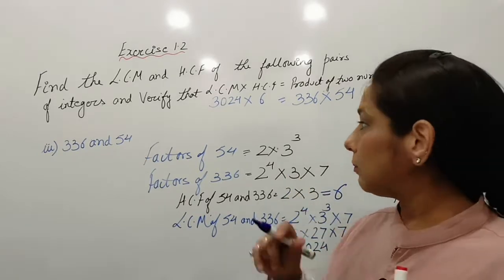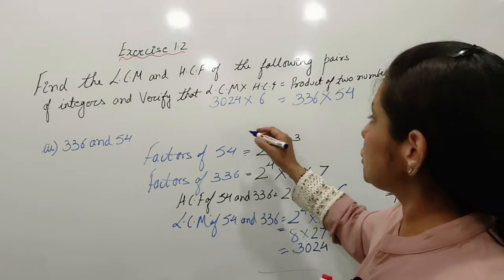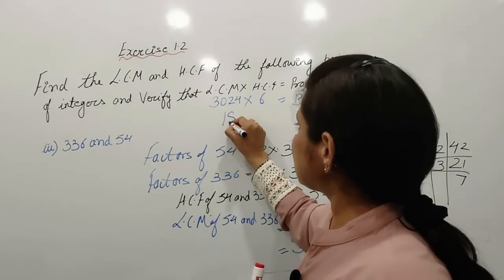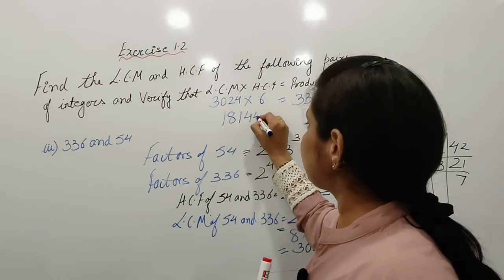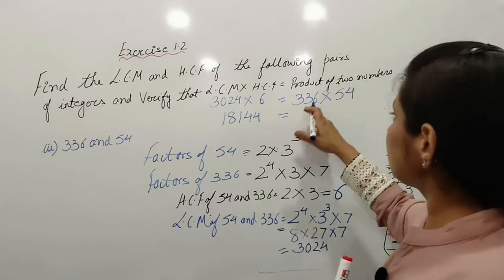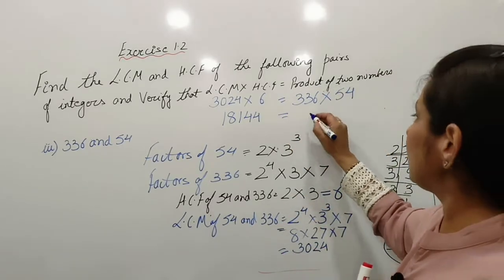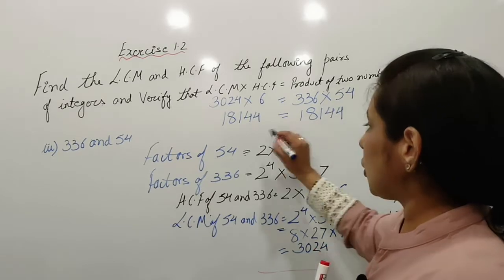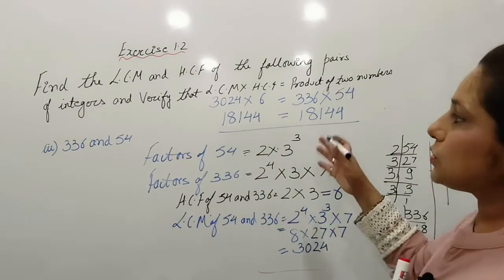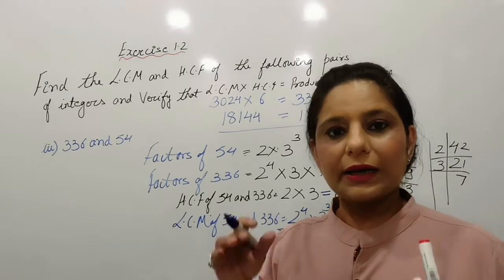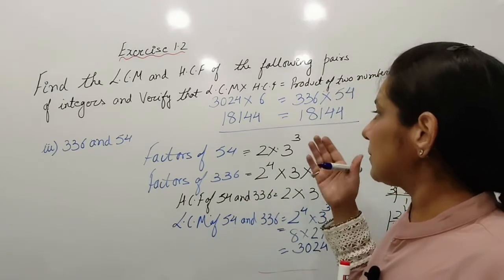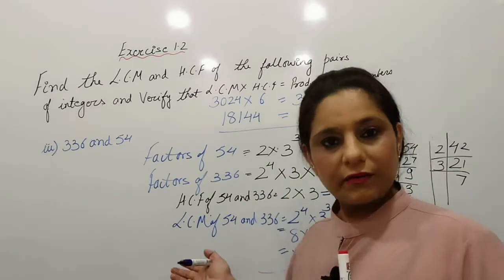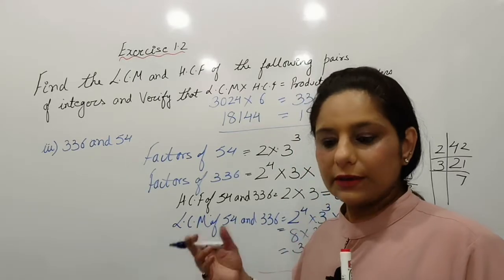So multiply these in your registers. Don't just depend on me. 3024 into 6 will give you 18,144, and here also 336 into 54 will give you 18,144. So the last part of this question is also done, and we have verified our left hand side and right hand side. So now let's move to the next question.